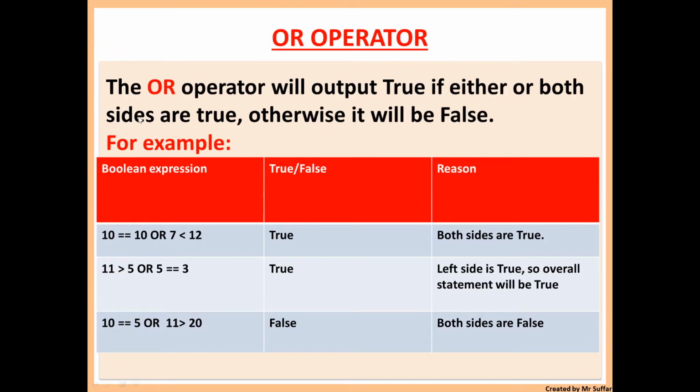Here we have the OR operator. Now the OR operator will output true if either or both sides are true. So as long as one of the sides or both are true, then it will become true. So in this case, 10 is equal to 10 or 7 is less than 12. So both of these sides are true, so it becomes true. 11 is greater than 5, so this is true, or 5 is equal to 3. 5 is equal to 3 is false. Now the left side is true, so it will become true. 10 is equal to 5, that's false, or 11 is greater than 20. Both of these sides are false, so it will become false overall.